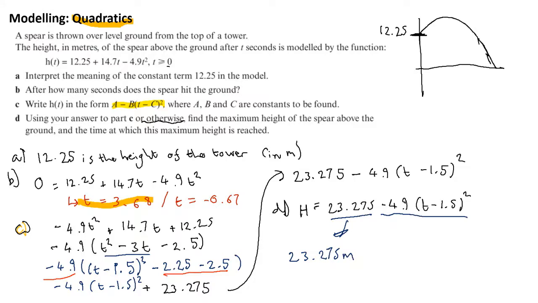And then the time at which this maximum height is reached. So the maximum height is reached when this bit here is equal to 0. For this bit here to be equal to 0, the time must be 1.5 seconds, because when we substitute in 1.5, that whole thing becomes equal to 0. And so therefore, yeah, the time at which it's reached is 1.5 seconds.